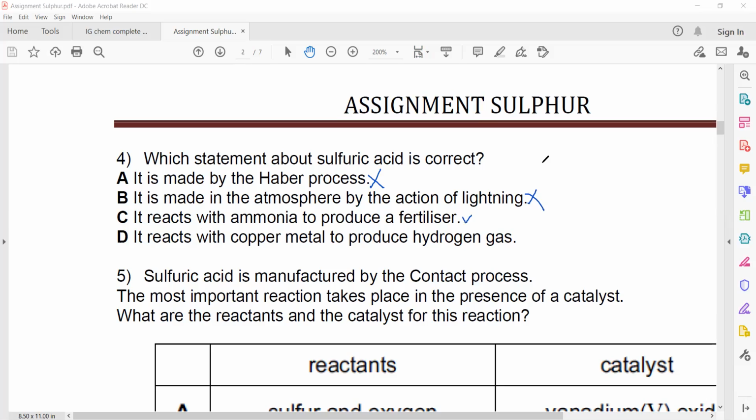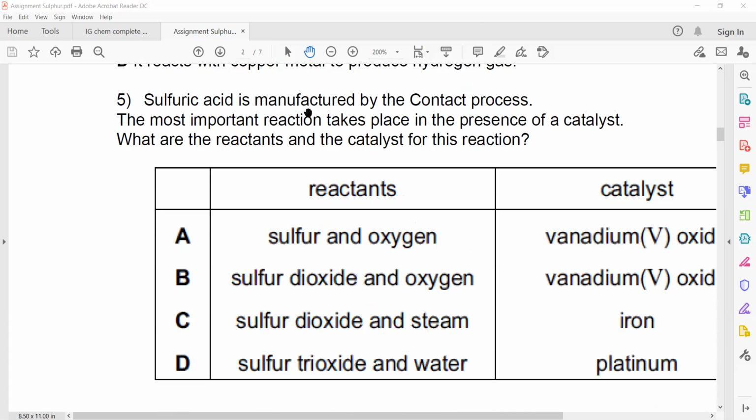That's true, because ammonia is the basic gas, and sulfuric acid react with the base, so it will form a salt, and that salt will be ammonium sulfate. And ammonium sulfate is a fertilizer because it is providing an essential nutrient, which is nitrogen. It react with copper metal to produce hydrogen. Copper does not react with dilute acid, and in the lab we are always using dilute acids.